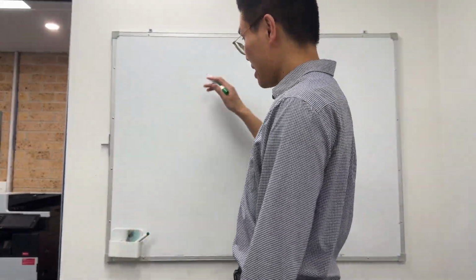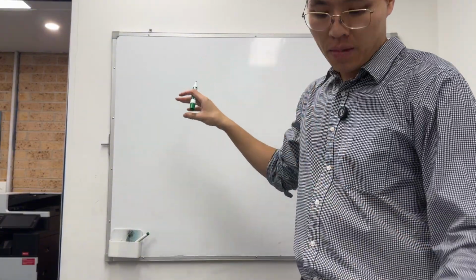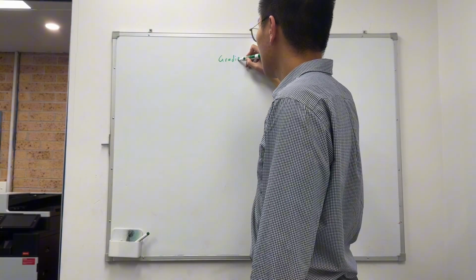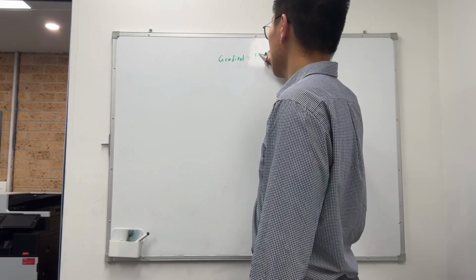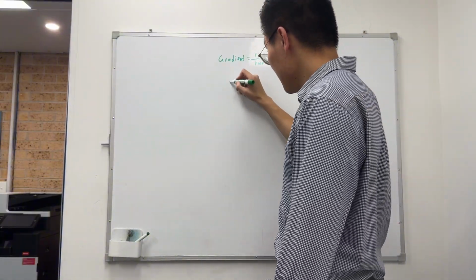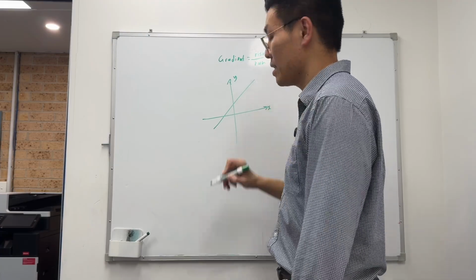That is gradient. As you said, the definition is how steep the line is. The formula, as you said, is rise over run. But what does that even mean? It means, let's just say we're looking at this particular line here.